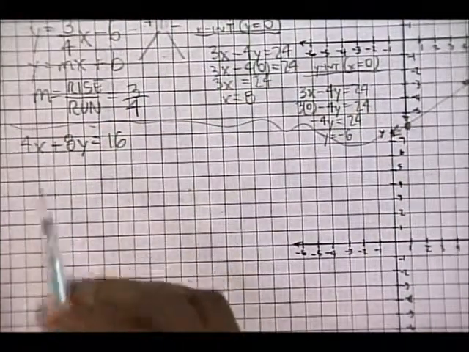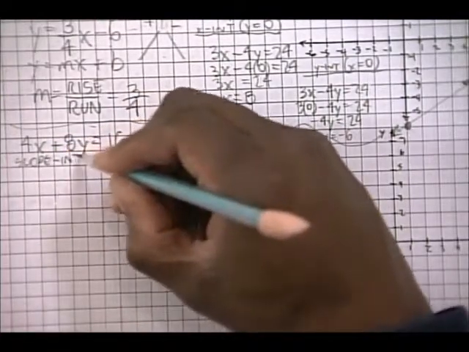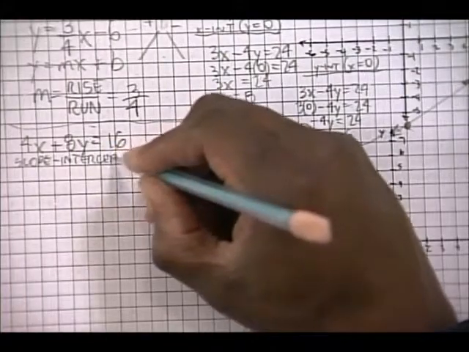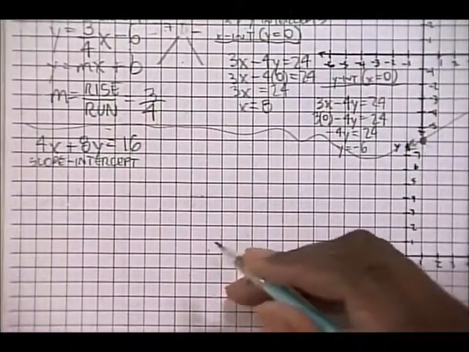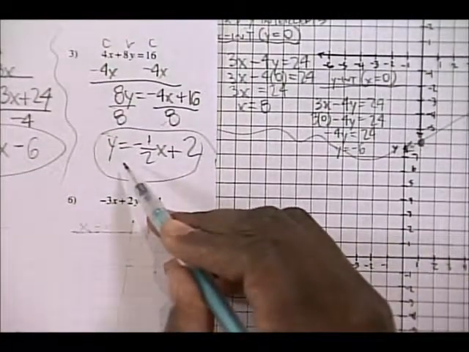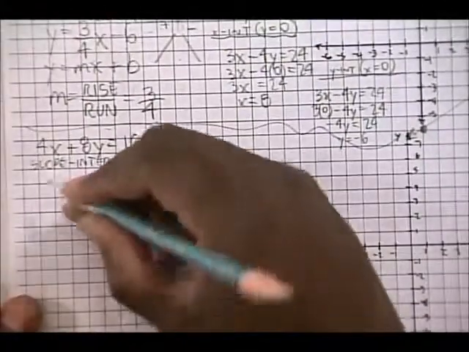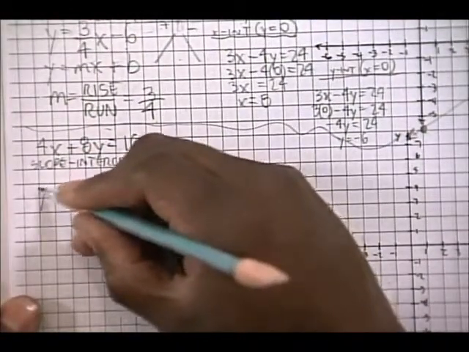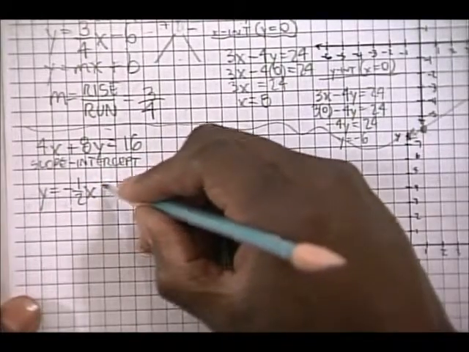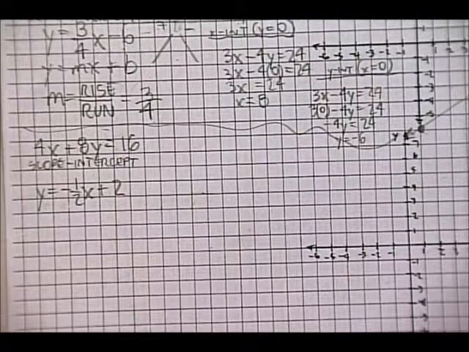One way to graph this is to put it in slope-intercept form. In other words, solve for y. We already did that, so I'm not going to do it again. You rewrite this, solving for y, and you get y is equal to negative 1/2 x plus 2.